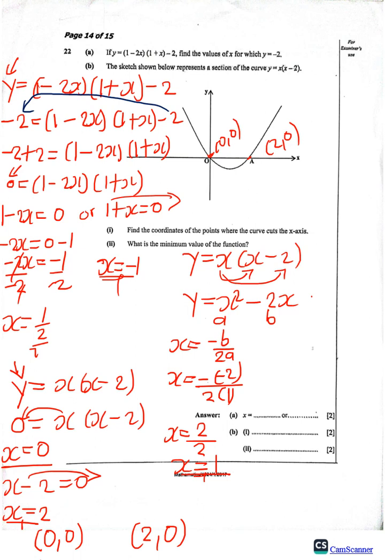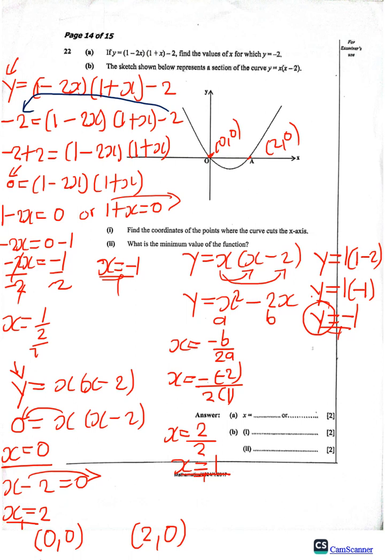Now after we have found the x coordinate for the turning point, we can find the y. So let's look at the y. x is 1, so 1 minus 2 in brackets gives -1, then 1 times -1 is -1. So this is our minimum value. The y coordinate of the turning point denotes the minimum value of that particular function.